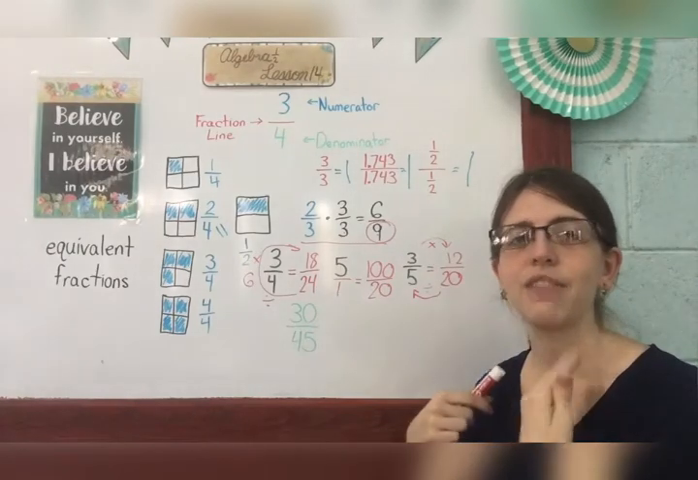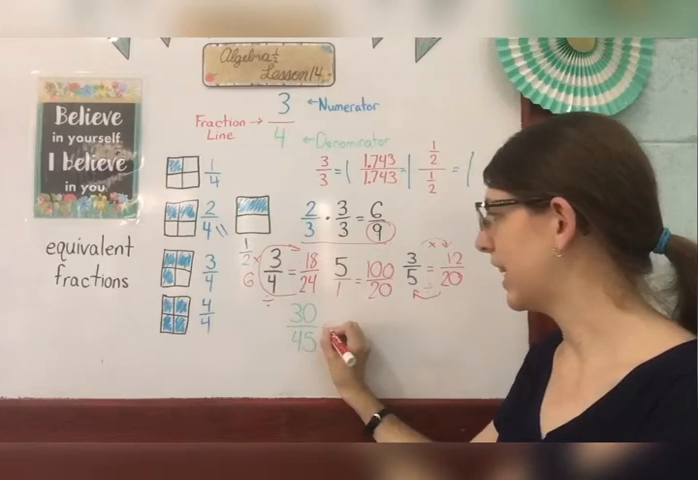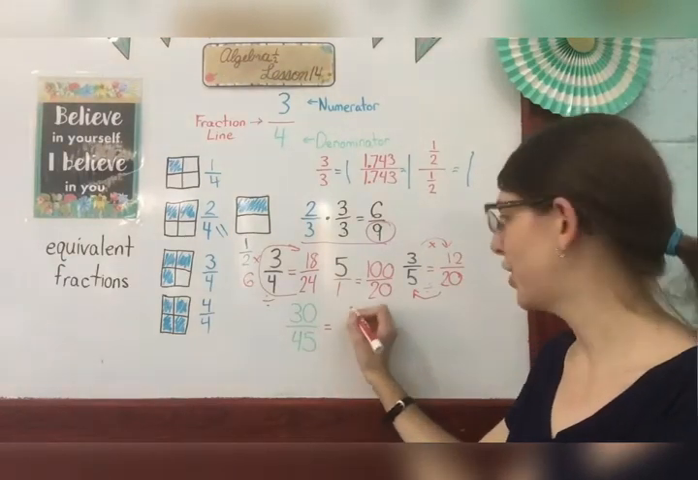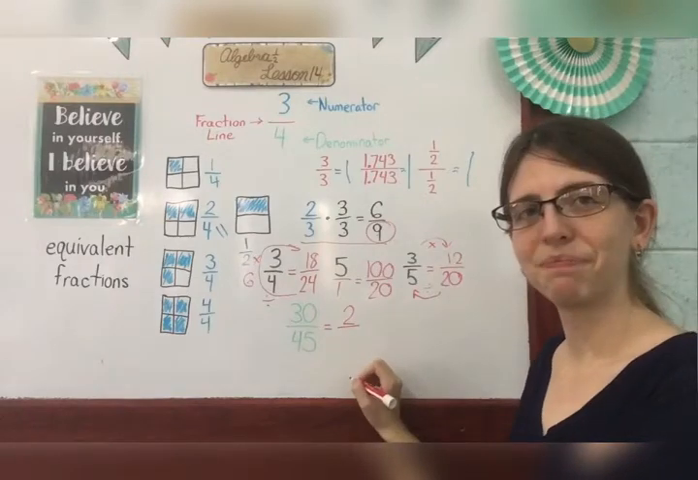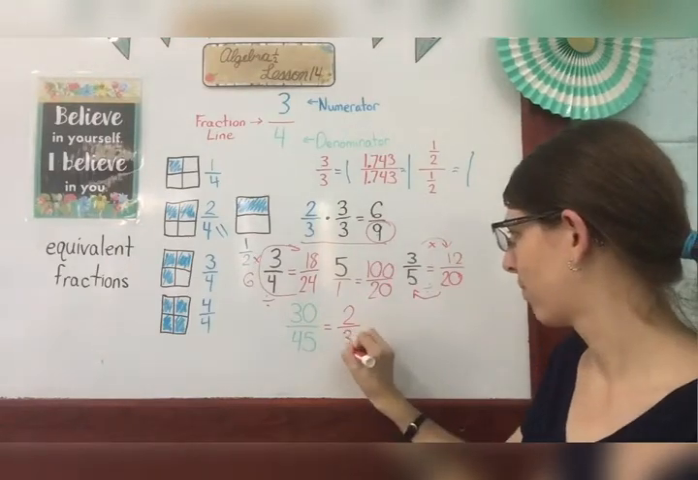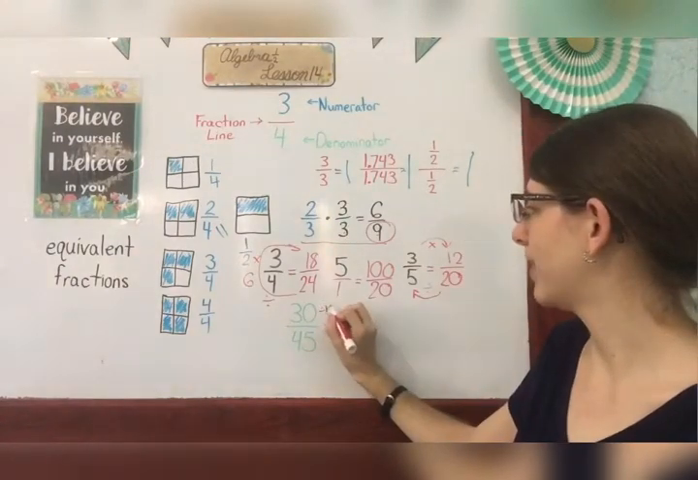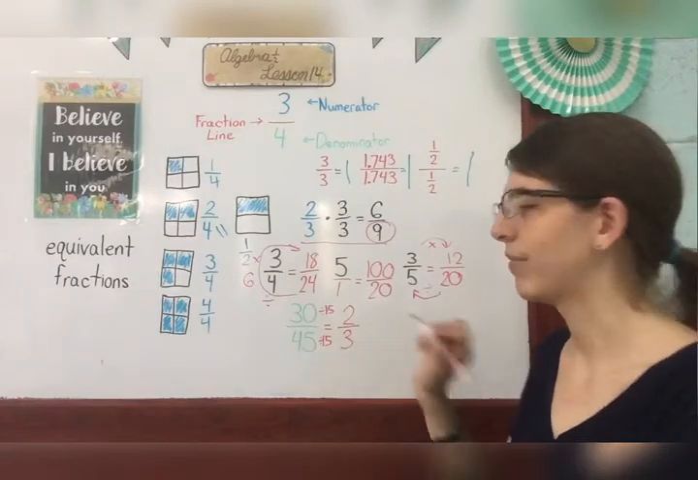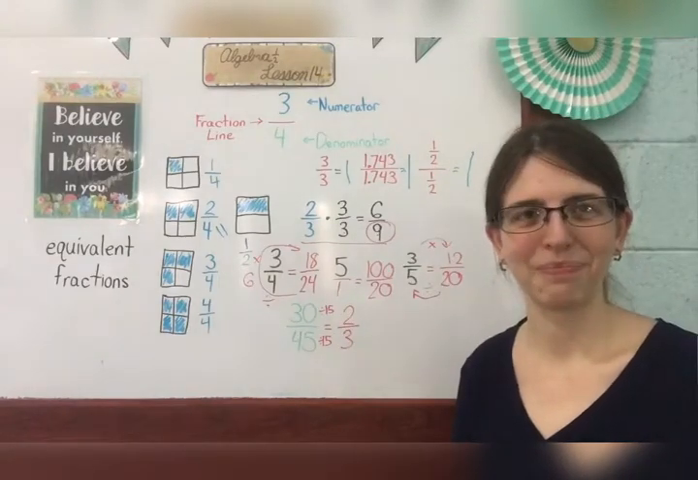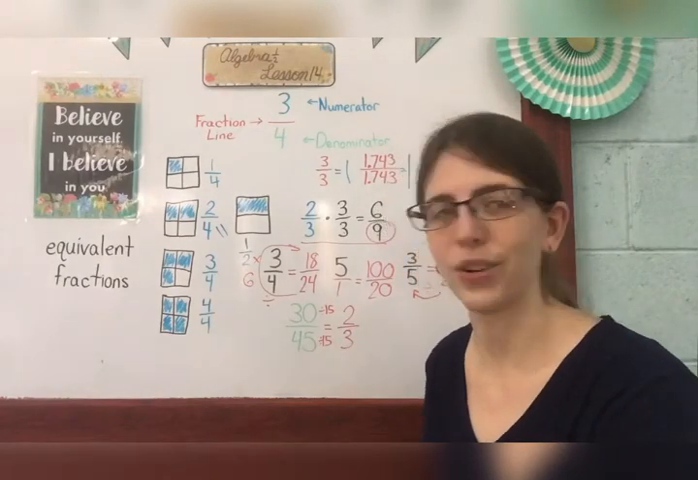15 can be divided evenly into both 30 and 45. So 30 divided by 15 is 2. And 45 divided by 15 is 3. So I've just reduced my fraction by dividing it by the same number on the top and the bottom. And I got 2/3. All right, pause the video and do your practice on page 46.